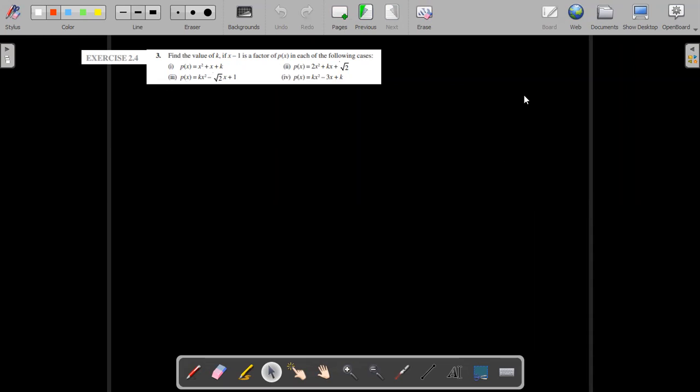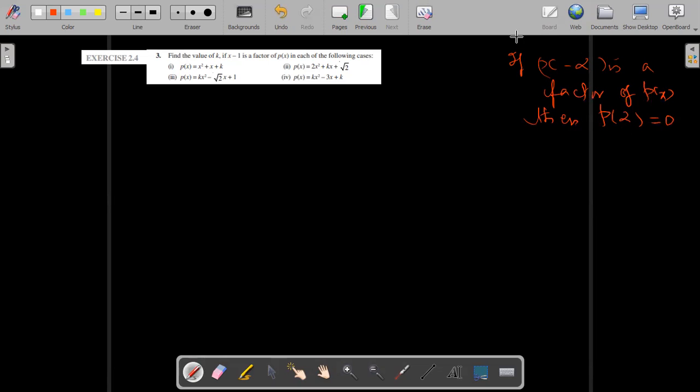then find the value of k. I told you in factor theorem, if you remember, if x minus alpha is a factor of p(x), then obviously p(alpha) will be equal to 0. So we can equate it to 0.